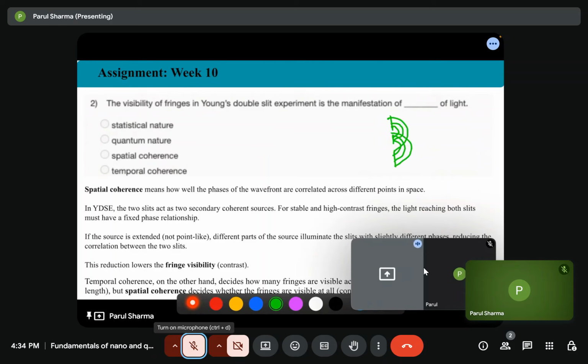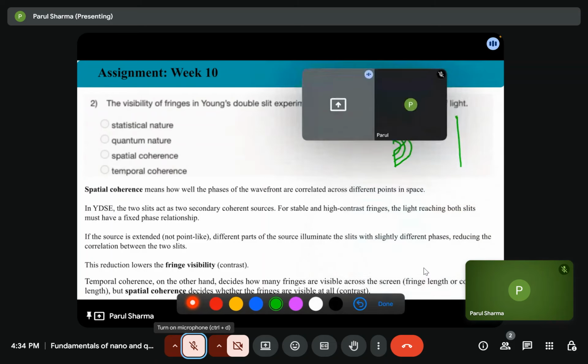And for stable and high contrast fringes, the light reaching both slits must have a fixed phase relationship. So there was a condition for interference: there should be a monochromatic wave with constant phase and amplitude. So if the source is extended, that is not point-like, the different parts of the source will illuminate the slits with slightly different phases.